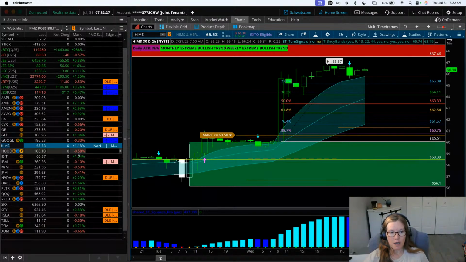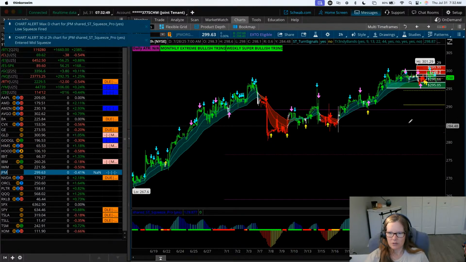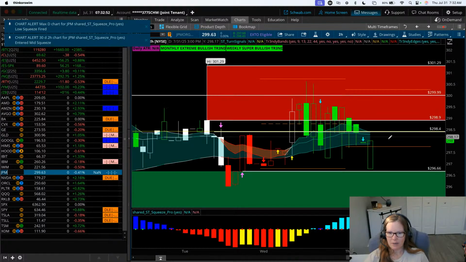HOOD, believe it or not, actually reported earnings yesterday, but no change. It went unchanged pretty much. I believe I'm already in this, so I'm not going to play it as a day trade. These are just consolidating, the IWM part of the Russell. I want to take a look at JPM as a potential buy the dip.